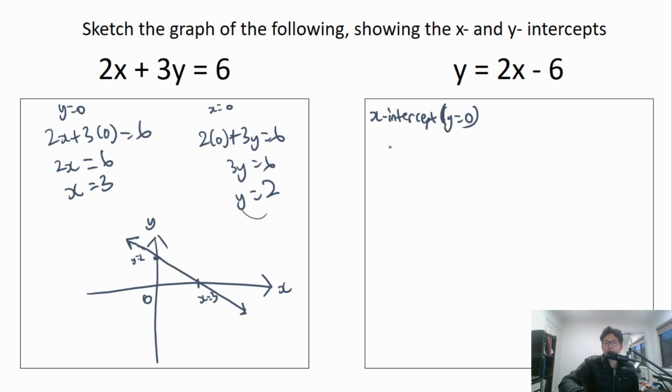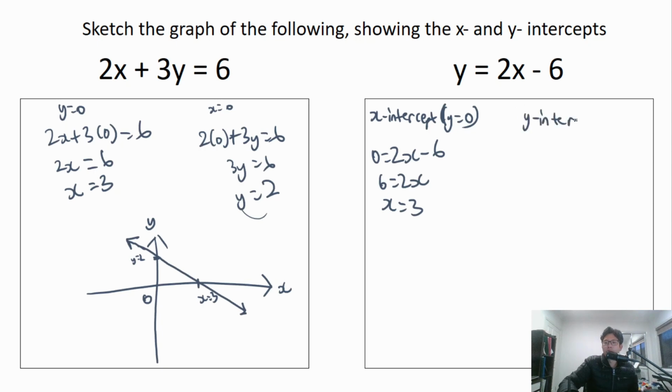So let's substitute 0 into y. 0 equals 2x minus 6. We need to bring the 6 to the other side. That gives us 6 equals 2x. And x would then equal 3, because 6 divided by 2. So x equals 3. Now we have the x-intercept.